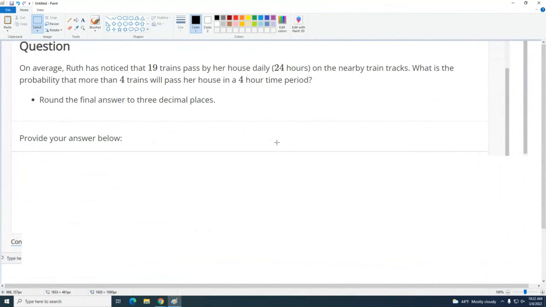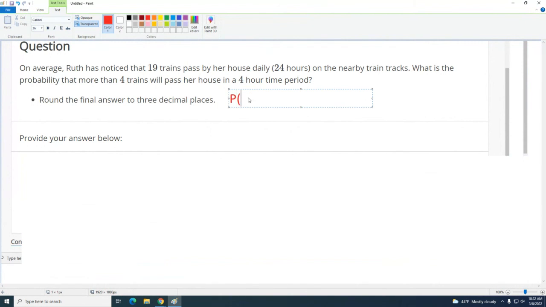All right. Ruth has noticed 19 trains pass by her house on the nearby train track. So that's for 24 hours. What is the probability that more than 4 trains will pass her house in a 4-hour period? So that's the question. Let's try to label the question. So we're going to find the probability of more than 4. How do we represent more than 4? Bigger than 4, right? So we're trying to find the probability x is bigger than 4.